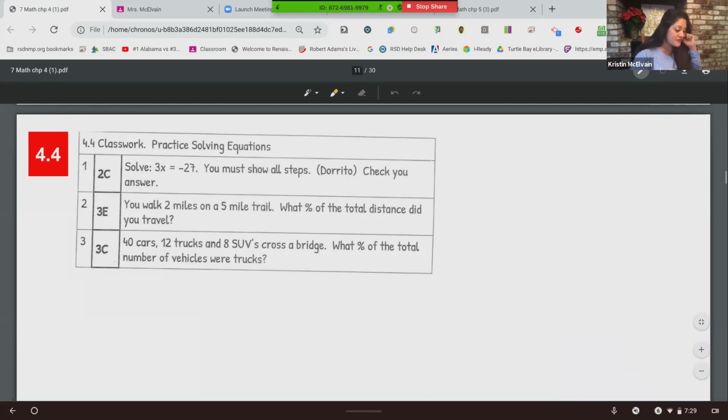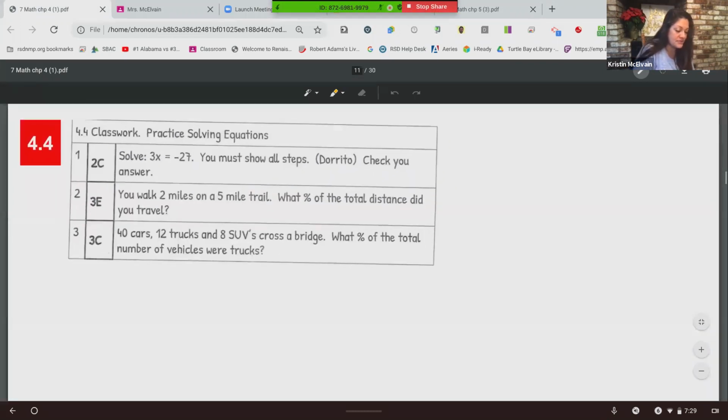All right, so 4.4, look, here's another Dorito. I need to ask Mrs. Howe what Dorito is. It sounds so fun, right? So delicious. All right, so for number 1, it says solve 3x equals negative 27. Show all steps. Check your answer.